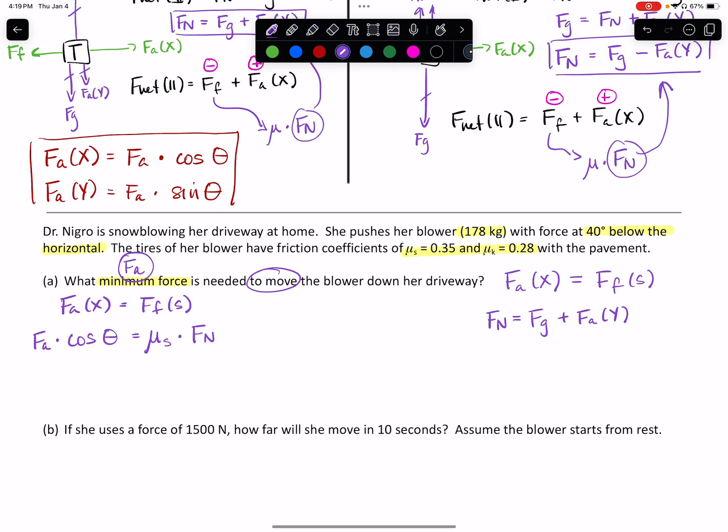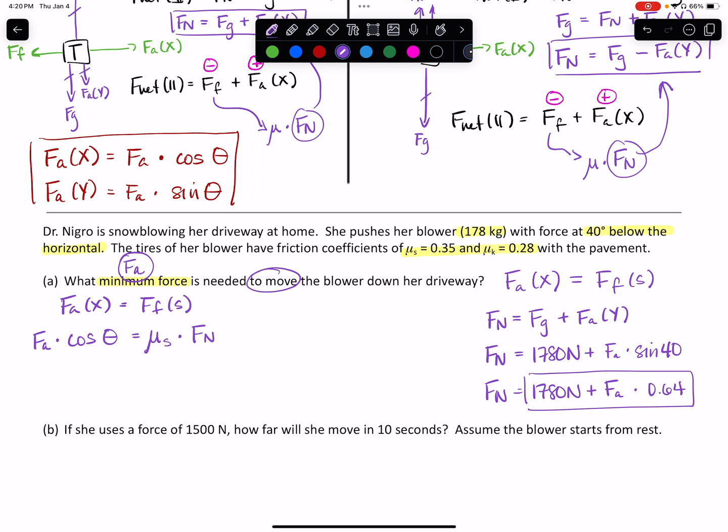So let's do that. The gravitational force is 1,780 newtons, because I'm using 10. Fay is equal to the applied force times the sine of the angle. Now the angle is given, so instead of putting in that, I'm going to put in 40. If I finish this up, I have 1,780 newtons plus the applied force times the sine of 40. Hold on, let me put that in my calculator, which is 0.64. So I'm going to take this and plug it in to Fn over here.